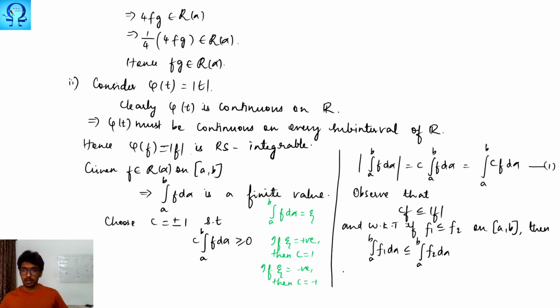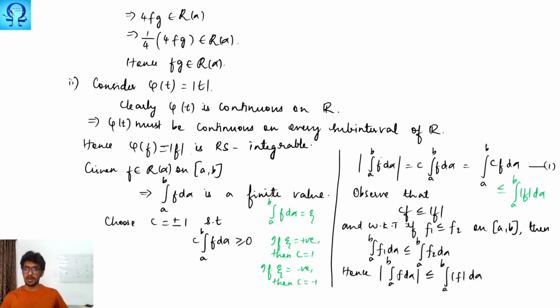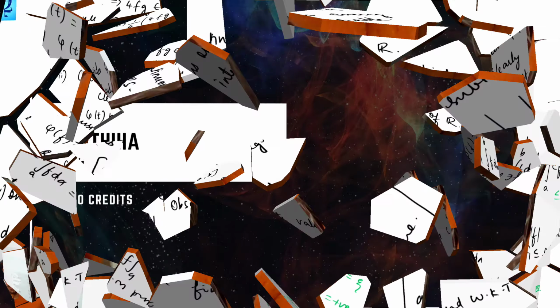Okay, hence your integral a to b f d alpha is smaller than or equal to integral a to b absolute of f d alpha, because this quantity alone, the last quantity in the inequality in equation 1, becomes smaller than or equal to integral a to b absolute of f d alpha. I made the comparison between the first and last term, and this completes the proof. Thank you.